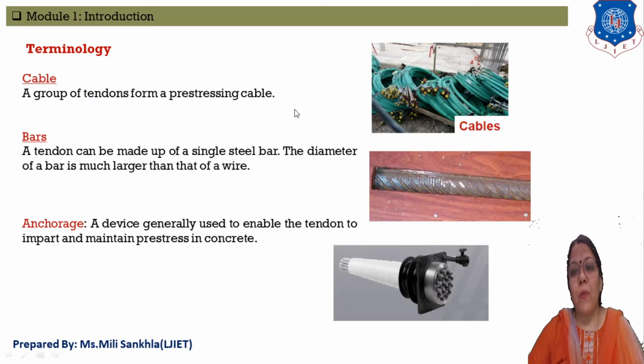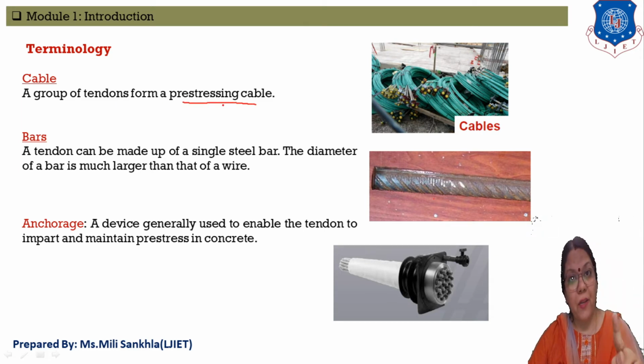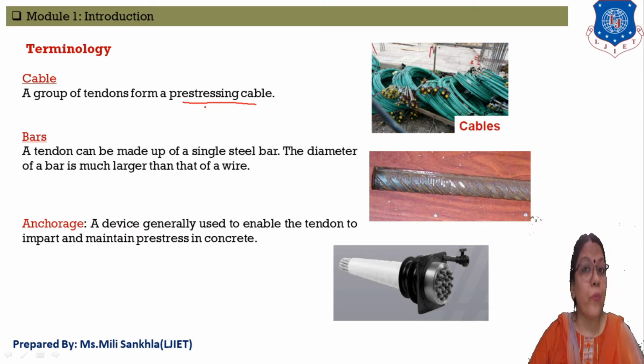Now next, cable. What is a cable? Here is the image of a cable. A group of tendons forms a prestressing cable. First one is wire, second one is strand, third one is tendon, and the fourth one is our cable. A group of tendons forms a prestressing cable. Clear? Now bar. Bar means, in Gujarati, sariyo.